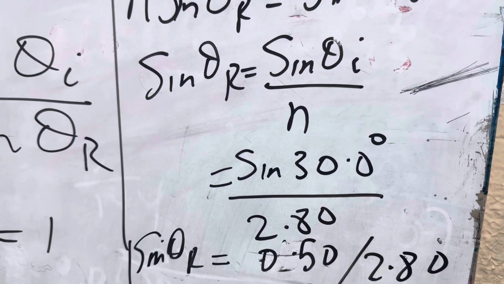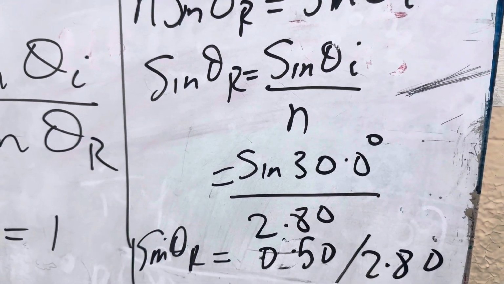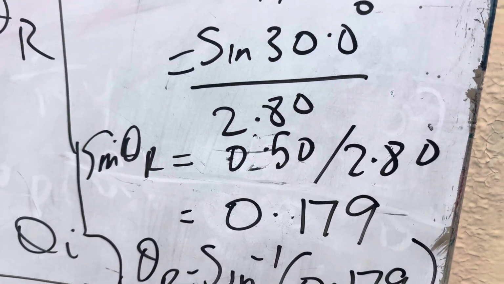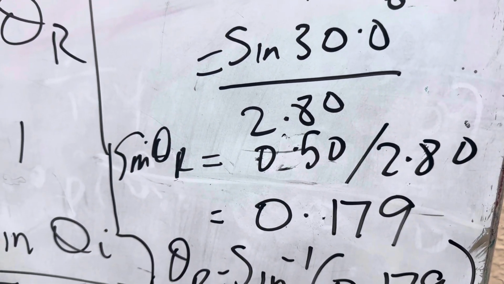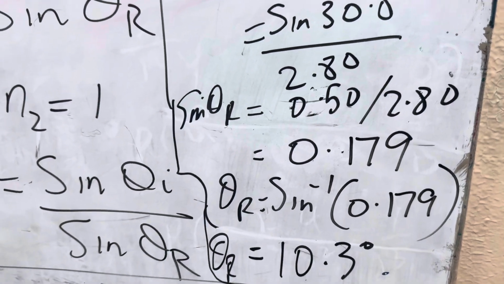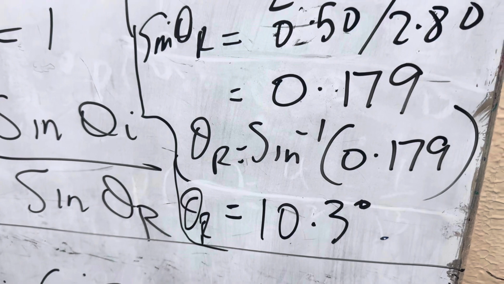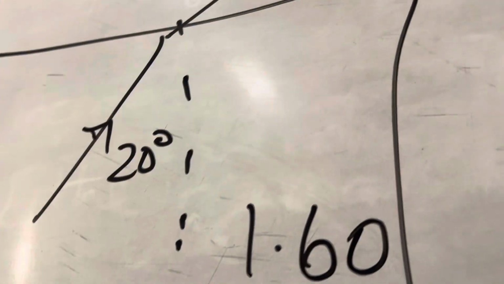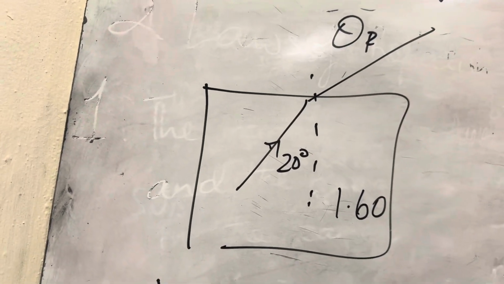Then I put sine 30 over 2.8. So I substitute the given values. Sine of 30 is always a half, that's a constant value. So 0.5 divided by 2.80 will give me 0.179. And when I sine inverse both sides of the equation, I will get theta R is equal to 10.3 degrees.